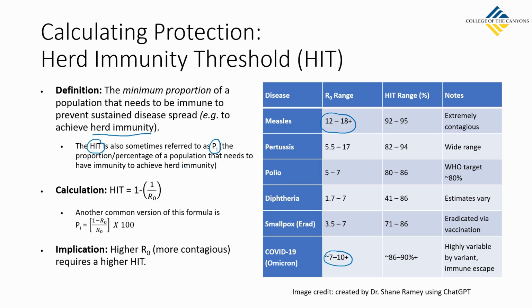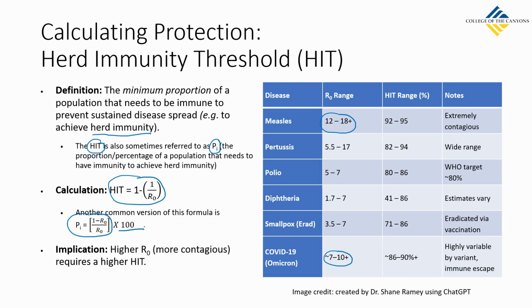And there are two common formulas to calculate this. They're really the same formula, but in different forms. That is 1 minus 1 over R naught, and then 1 minus R naught over R naught. And then, of course, if you want this as a percentage, you would multiply those values times 100. So in order to calculate PI or HIT, you have to first calculate R naught.